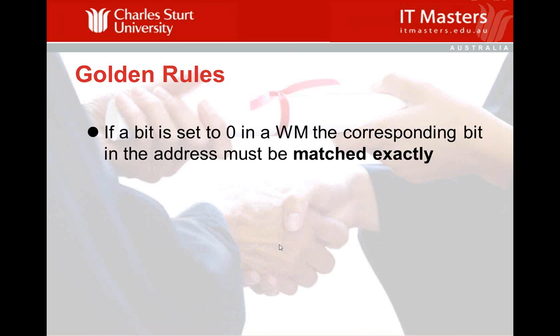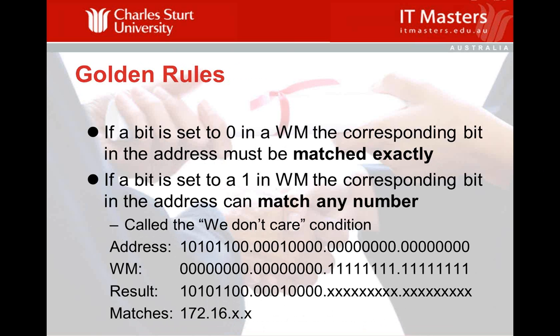So, golden rules. If a bit is set to a 0 in a wildcard mask, the corresponding bit in the address must be matched exactly. So that's what we just saw. If a bit is set to a 1 in a wildcard mask, the corresponding bit in the address can match any number. This is called the we don't care condition. We don't care what it is, it can be anything. If we look at our 172.16 in binary, and our wildcard mask, all zeros, 255.255, it will match. You can see when you do the math it doesn't change, so that must match exactly, but we don't care what is in the last two octets.